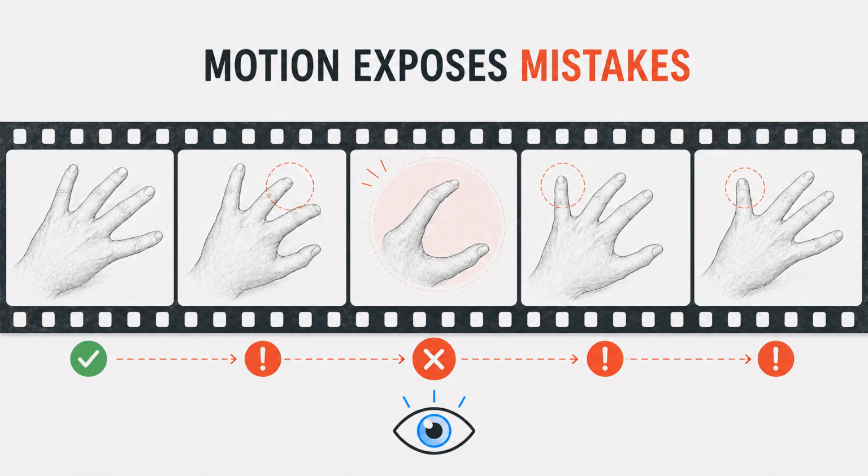In video, the challenge grows. A hand has to stay believable across many frames. If a finger appears in one frame, disappears in the next, and returns as a different shape, viewers notice. Motion exposes mistakes that a single still image can sometimes hide.